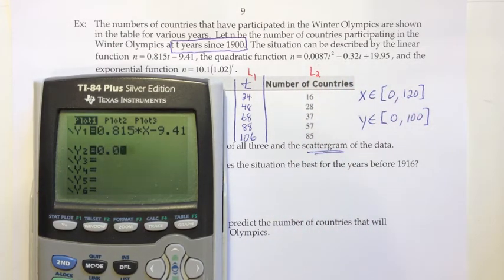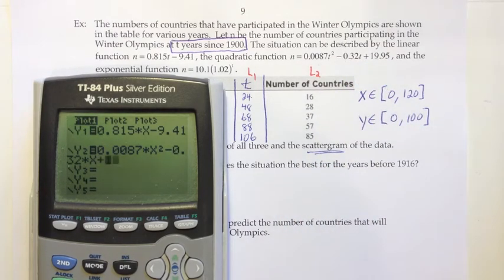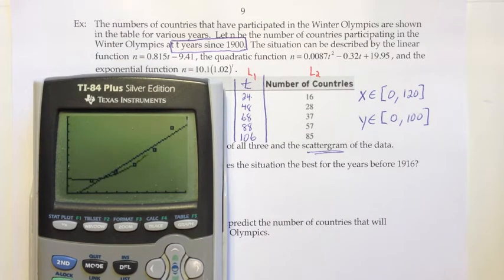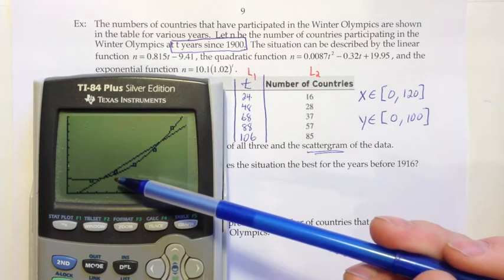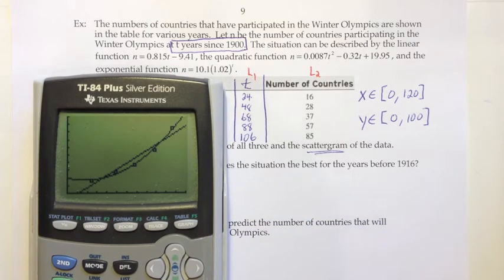So 0.0087 times the input variable squared, and then minus 0.32 times the input variable again, and plus 19.95. So let me draw that graph. And I think if you just look at that, that graph seems to have come closer to pretty much every point in our scatter plot, except for maybe that one is right in between the line and this parabola, this bent curve, but that seems like a much better fit than the line. So hopefully you can see there that there is an advantage to learning some new types of modeling, because you can reduce the amount of error that you're getting.